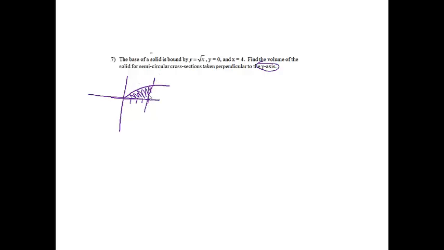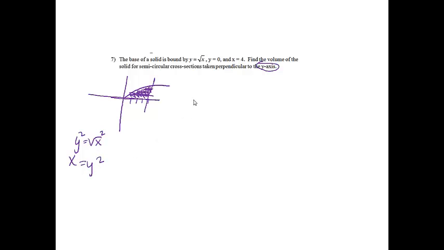We're doing cross sections taken perpendicular to the y-axis. So if the y-axis is going this way, my cross sections will be going this way. And since my cross sections are perpendicular to the y-axis, everything does need to be in terms of y. So if I have y equals the square root of x, I do need to solve that for x. So I'm going to square both sides, and I'll get x is equal to y squared.